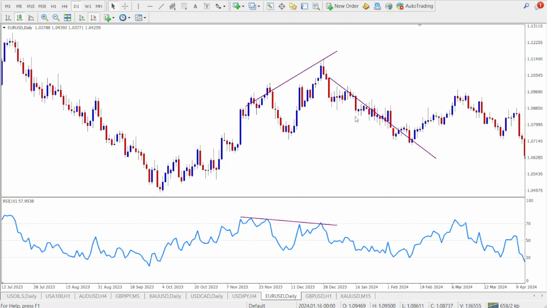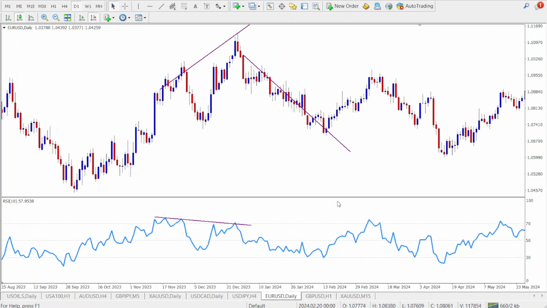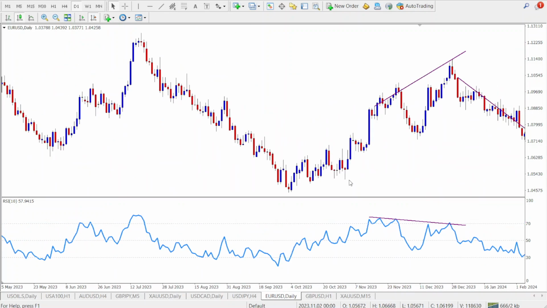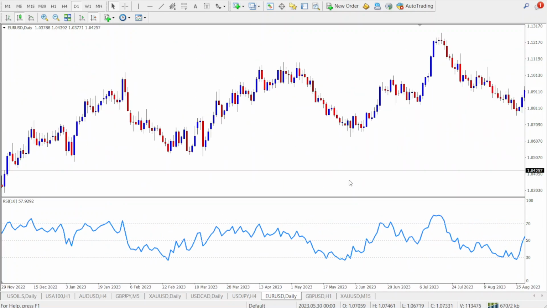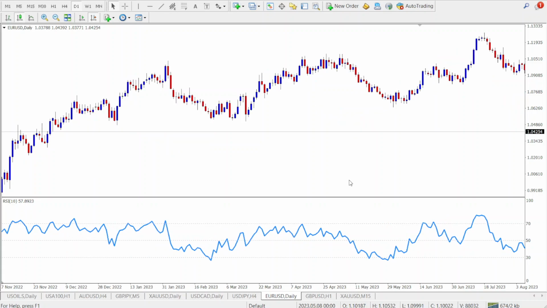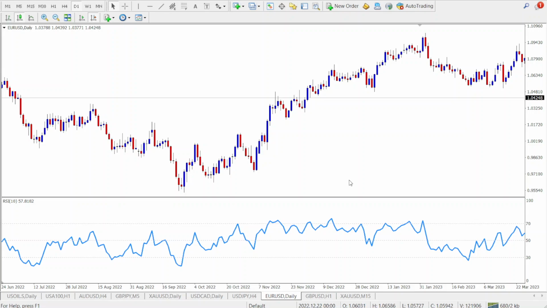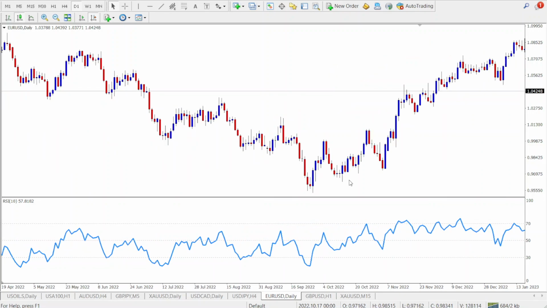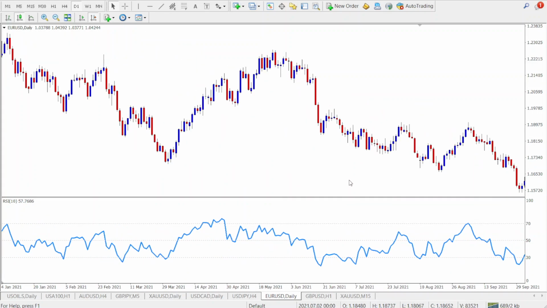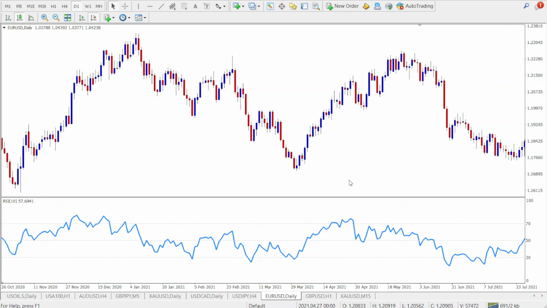The same applies in reverse. If price is making lower lows, let's just see if we can find that. If price is making lower lows but your indicator is making higher lows, it's called a bullish divergence. You can see that happening here. Price was making lower lows here, and you can see that we had higher lows. So I can see that eventually we had a reversal to the upside. So this is what we call a bullish divergence.